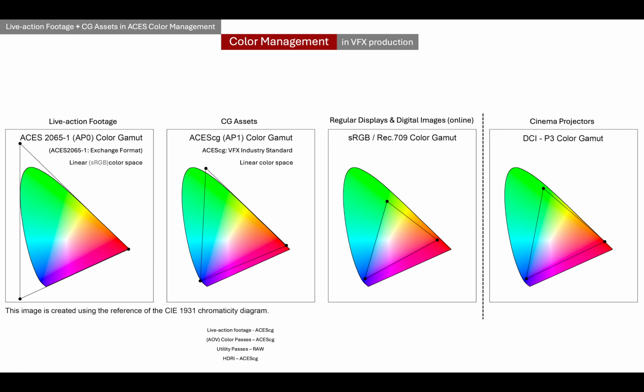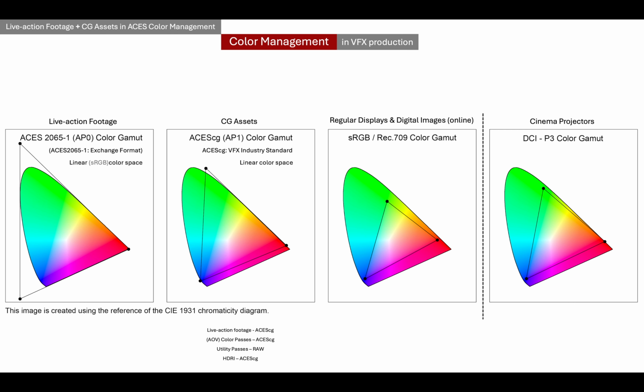This page displays 4 different color gamuts within the color information which can be perceived in human vision. The one on the left is ACES 2065-1, which is the widest color gamut, covering pretty much the entire color information we can see in the real world. It's under the linear sRGB color space. This is an exchange format for sharing high-end footage between studios. The second one is ACES CG, which is also a linear color space. It's used as a standard color space in the visual effects industry.